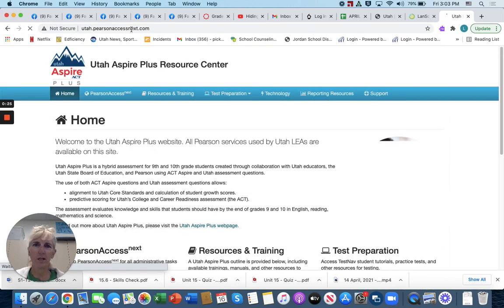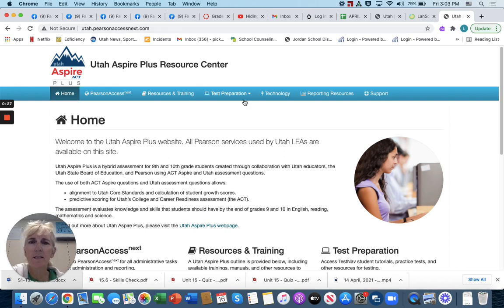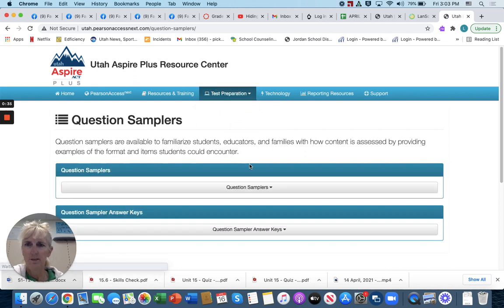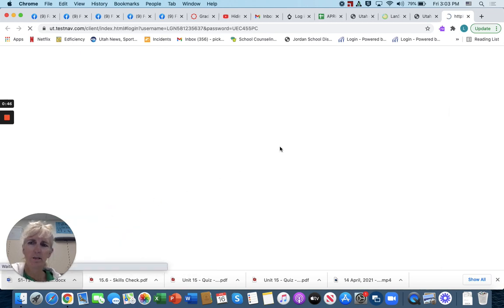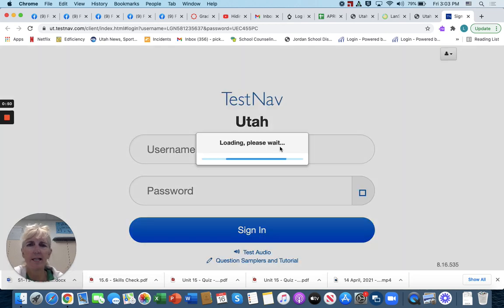Okay, so wait for a minute and then it brings this up. Then we go to test preparation right here in the middle at the top. Click on that, and then we go to question samplers. Then we go down to the third one, grade 9 and 10 mathematics sampler questions. Okay, now we'll be bringing this up.